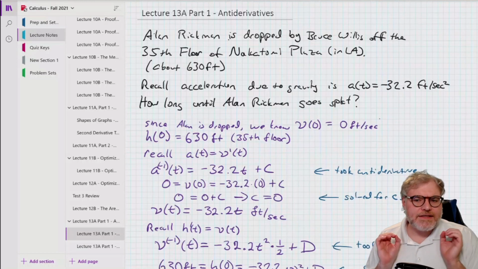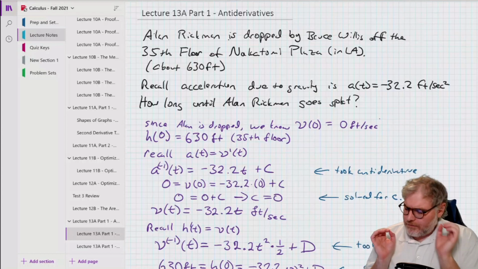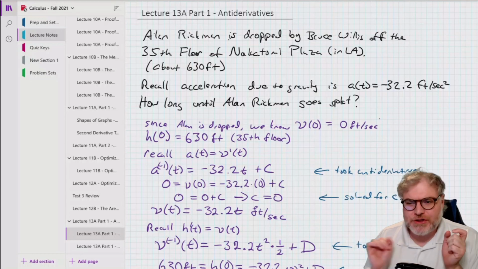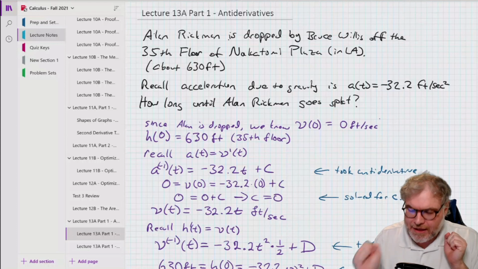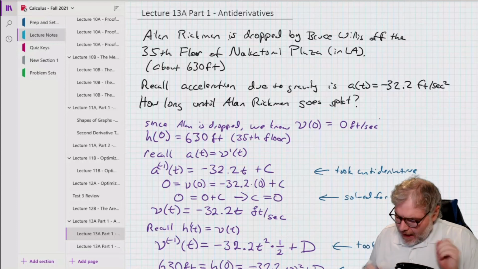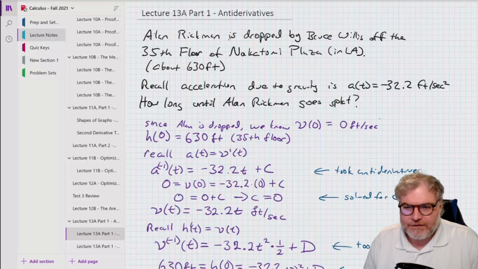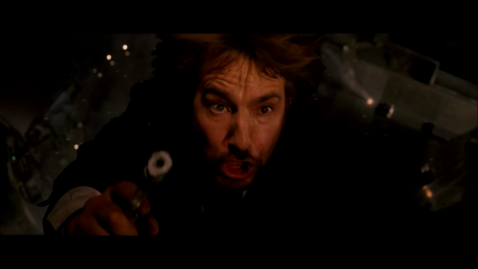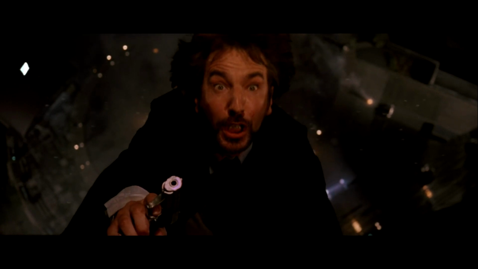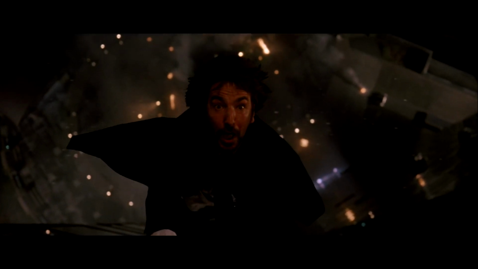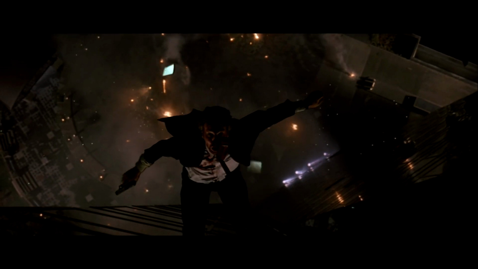Okay, so let's look at one of these as a word problem. Alan Rickman, if you've ever seen the movie Die Hard, which is a Christmas movie, I am taking a political stance on that, is dropped by Bruce Willis off the 35th floor of Nakatomi Plaza, which is about 630 feet. Now, acceleration due to gravity is 32.2 feet per second squared. So my question is, how long does it take for Alan Rickman to go splat?